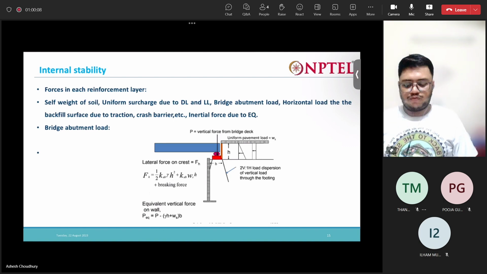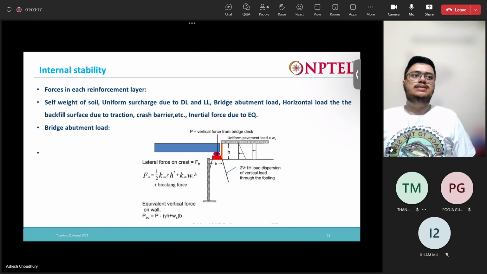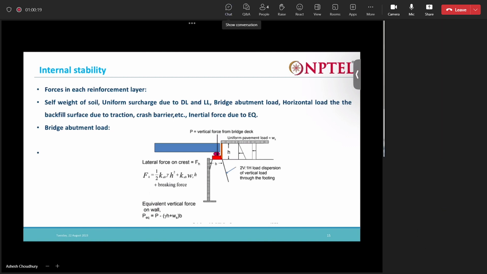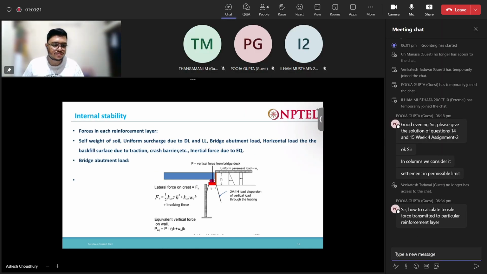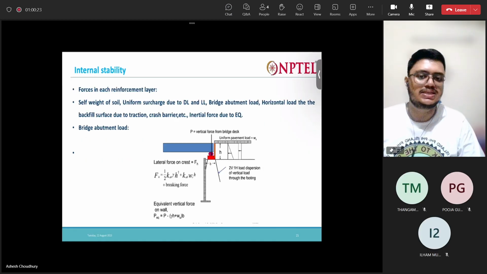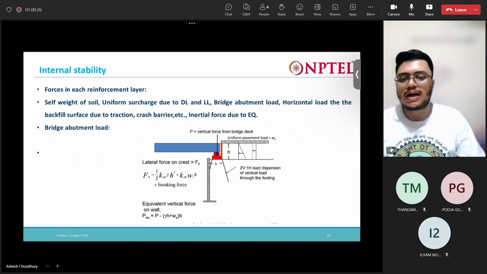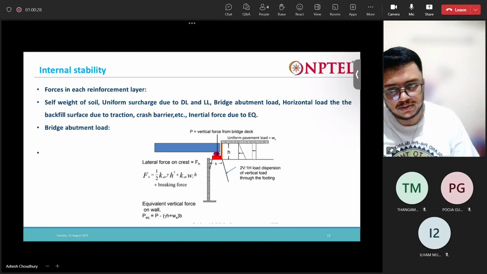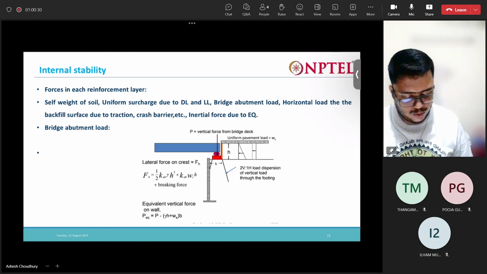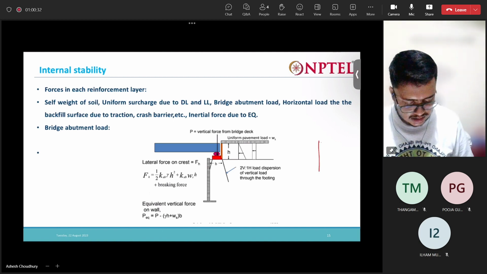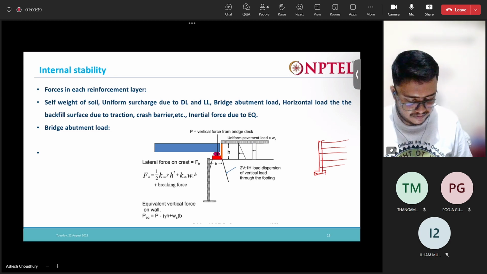Okay, so forces in each reinforcement layer, right? As you were asking, how do we calculate the lateral forces? From where is this force actually coming? This tensile load is coming onto each reinforcement. From where is it coming? Say you have this reinforcement like this, right?